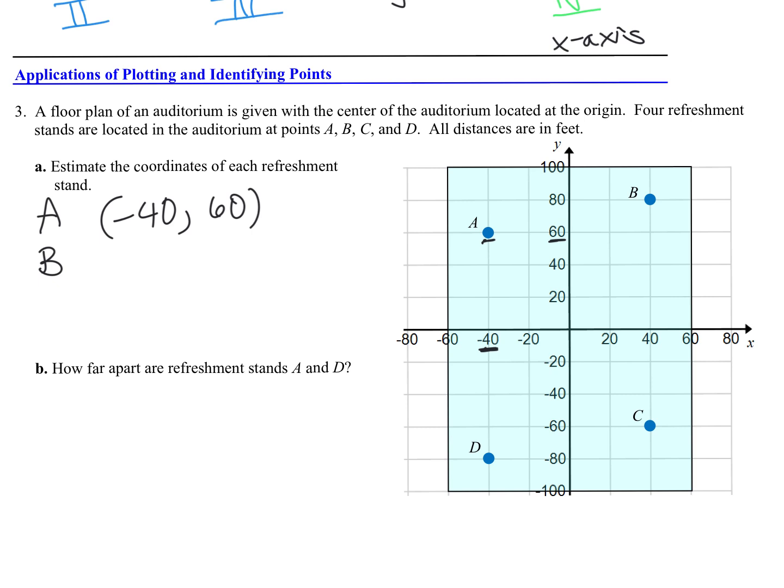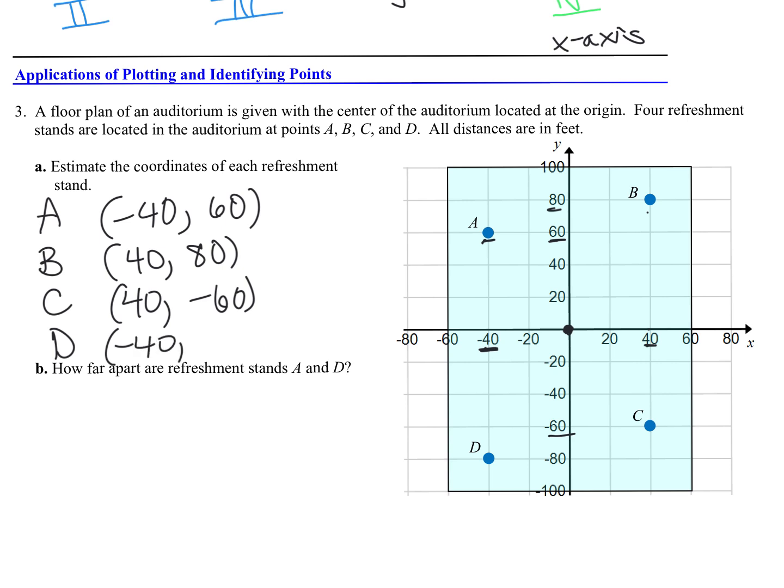And then for B, remember, you always go left or right first, right? So I start at the origin, so I have to go to the right 40 to get level with B. And then I'm going to go up to 80. So 40, comma 80. And then C is at 40, negative 60. And then last is D. D is at negative 40, and then I go down to negative 80.